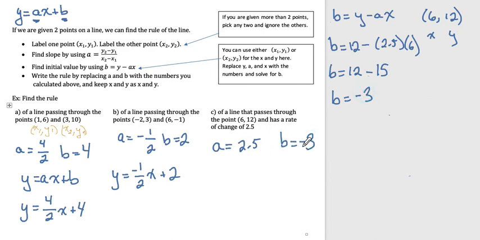Now that we have a and b, we can write our equation. Y equals 2.5x minus 3. So whether we're given 2 points, or if we're given slope or rate of change and a point, we can find the equation of the rule.